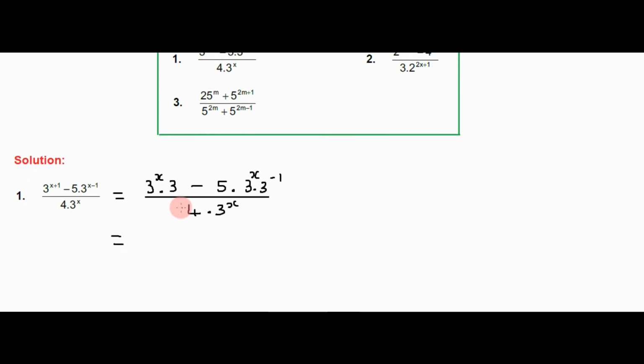Now we can take out a common factor containing the term in x in the numerator. In this case, we're going to take out 3 to the x. So 3 to the x is a common factor. What's left of the first term will be 3. Then we have 5 left of the second term times 3 to the negative 1. Now 3 to the negative 1 we can write as a third, and this is all over 4 times 3 to the x. Very conveniently, the 3 to the x's cancel.